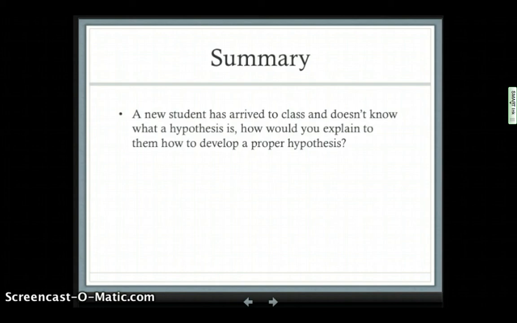So in summary, a new student has arrived to class and doesn't know what a hypothesis is. How would you explain to them how to develop a proper hypothesis? Please make sure you write this in your notes and it will be checked in class.